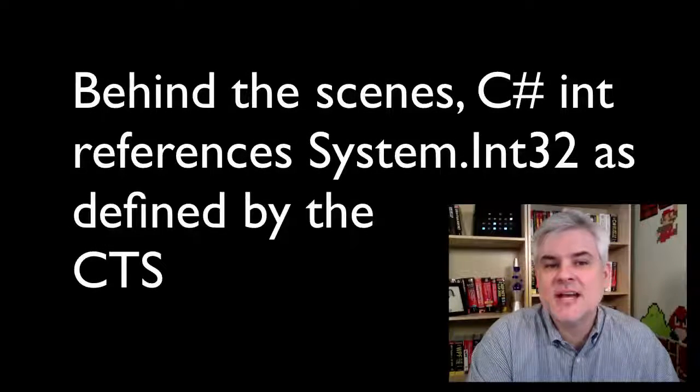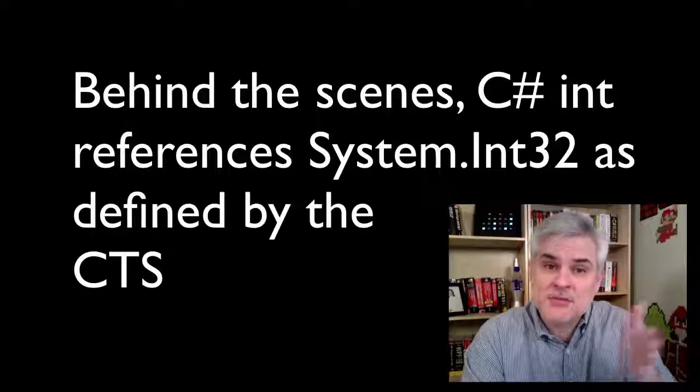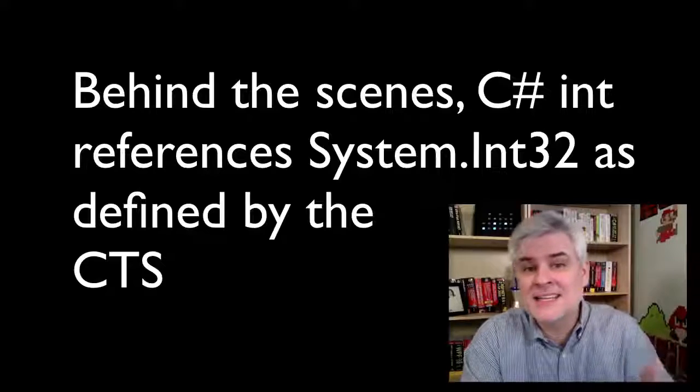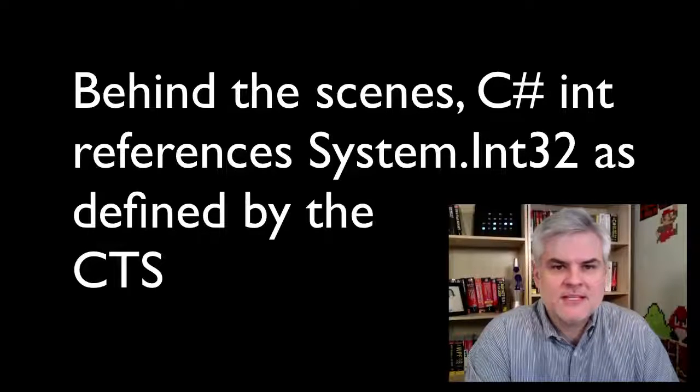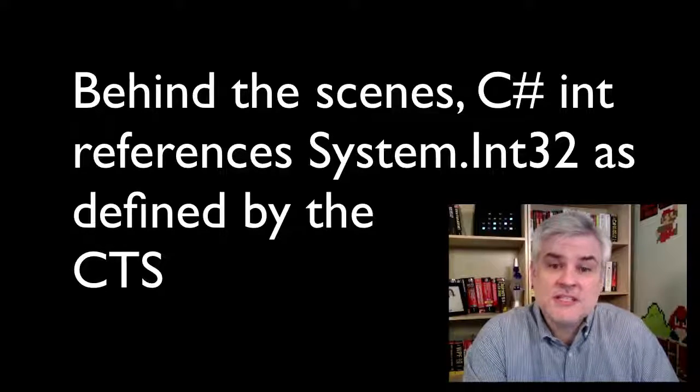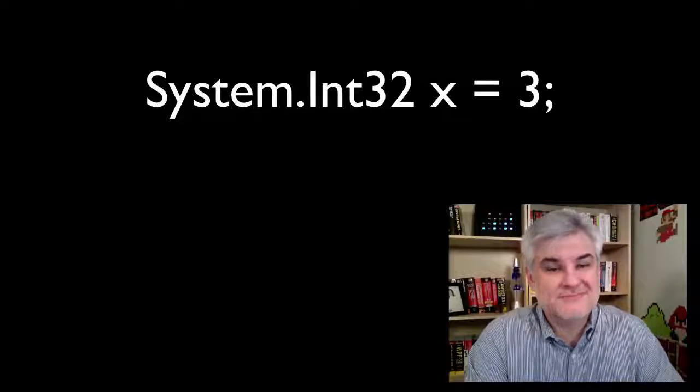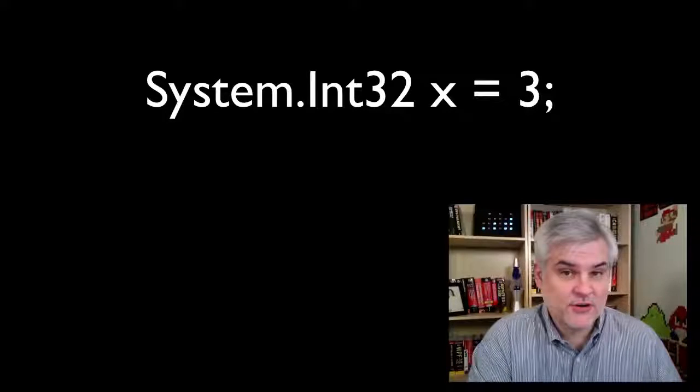Okay, so we said in C# we use the keyword int. If we were writing in Visual Basic, we would use the keyword Integer with a capital I. They're both keywords. Behind the scenes, they're using the .NET Framework's Common Type System, or CTS, definition of an integer, namely System.Int32. That's really what's behind the scenes. So we could just as easily declare a variable like this: System.Int32 x = 3. Now, honestly, that's a little bit discouraged.